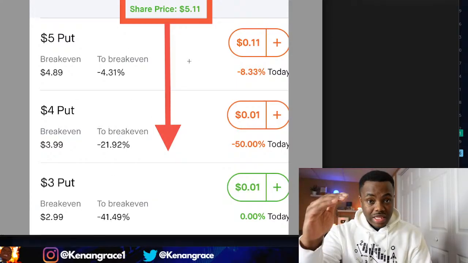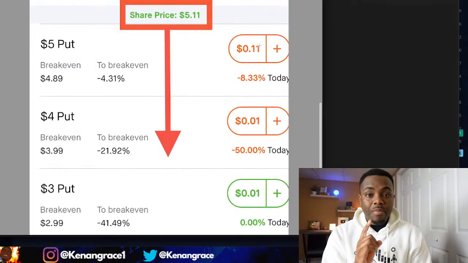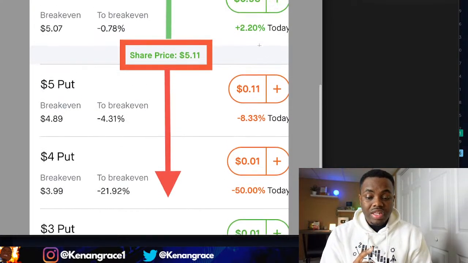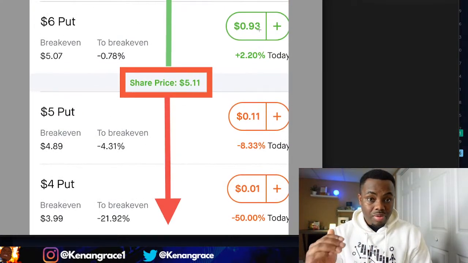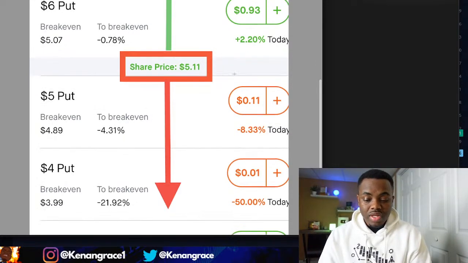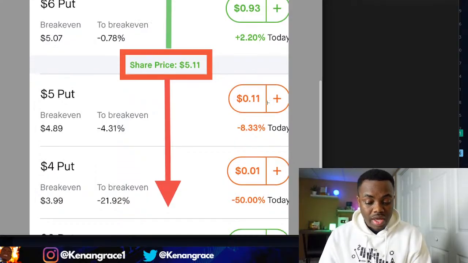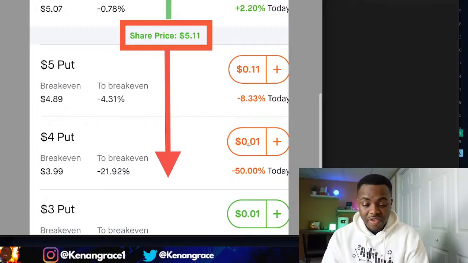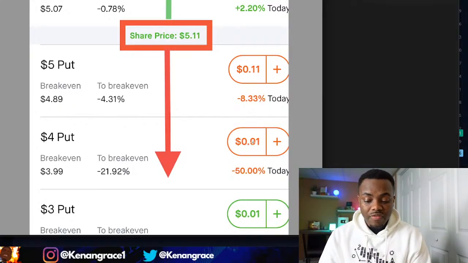So now, since they are out of the money, notice how much cheaper they are than the in the money put options. This $6 in the money put option is $93. This out of the money put option is $11. Move the decimal point twice. This one that's way out of the money, family, it is $1 for this contract.